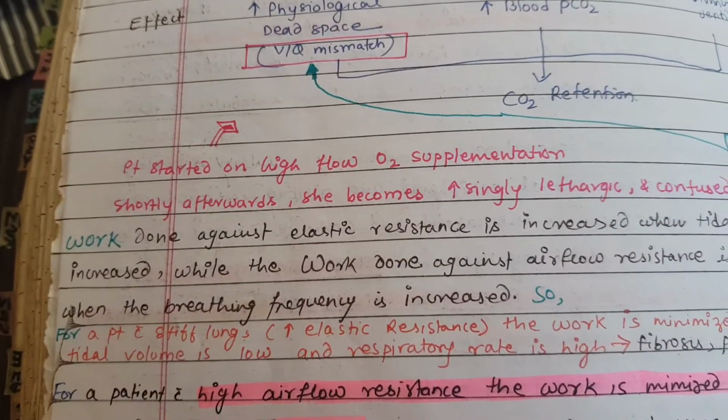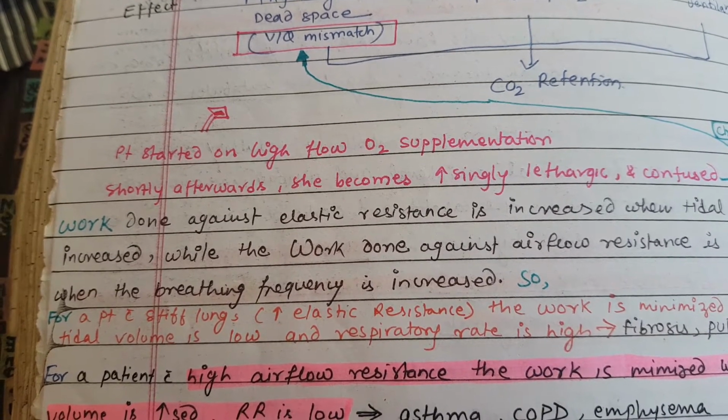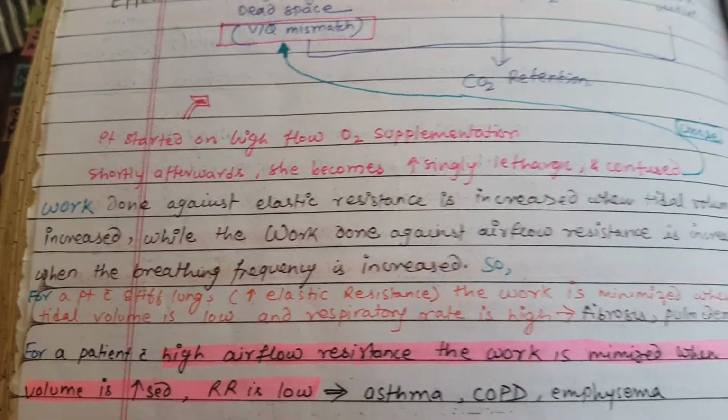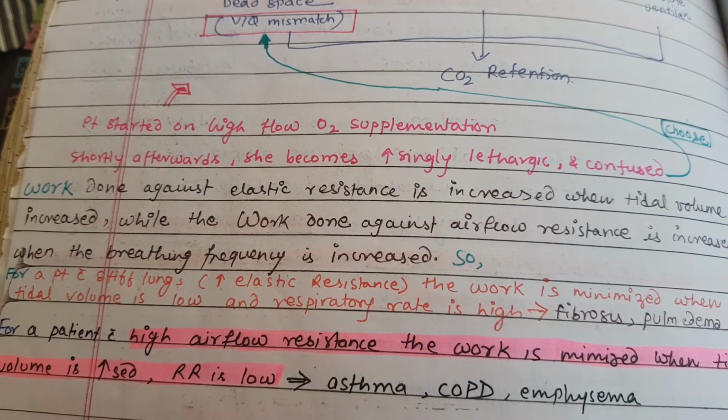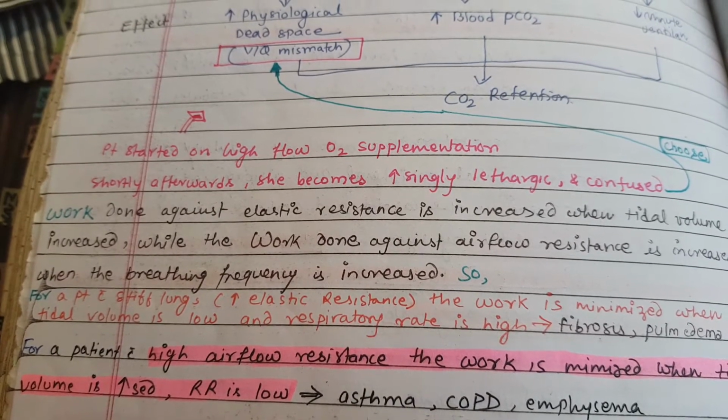Okay, now I'm going to read what's written here. Patient started on high flow oxygen supplementation. Shortly after, she becomes increasingly lethargic and confused, okay? So this is because of the VQ mismatch, okay?